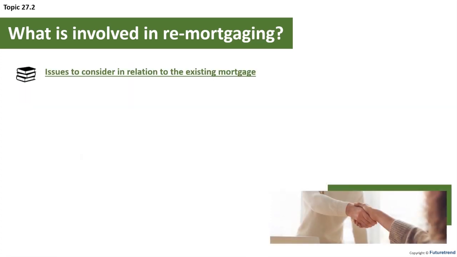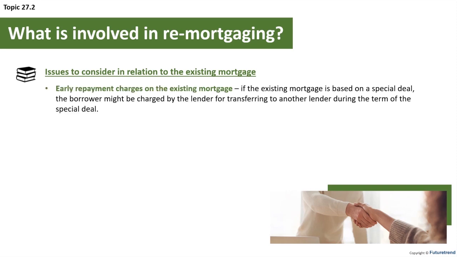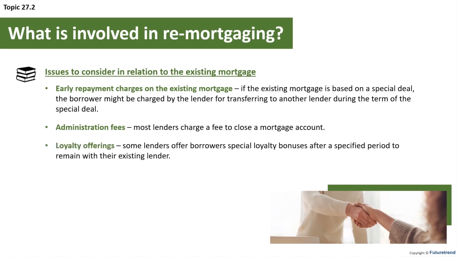Issues to consider in relation to the existing mortgage. Early repayment charges on the existing mortgage. If the existing mortgage is based on a special deal, the borrower might be charged by the lender for transferring to another lender during the term of the special deal. Administration fees. Most lenders charge a fee to close a mortgage account. Loyalty offerings. Some lenders offer borrowers special loyalty bonuses after a specified period to remain with their existing lender.